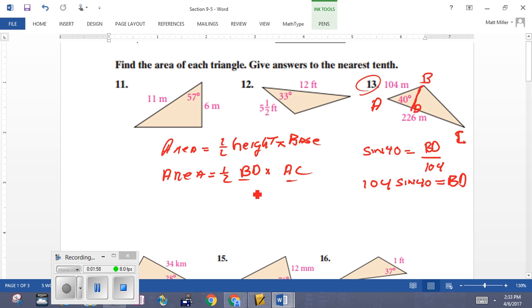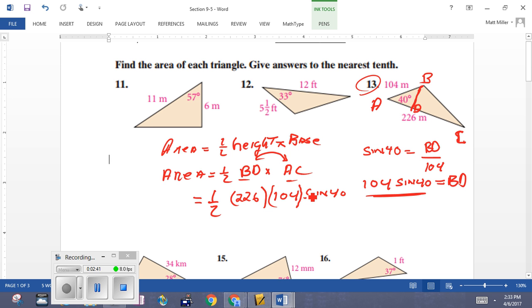Well, I could come over here and I could plug that in. And I'm not even going to figure out what that numeric value is because I wanted you to see the pattern, okay? So the area therefore is 1/2, okay? And tell you what, I'm going to reverse these AC and BD. It doesn't really matter which order they go in because you're going to see things a little bit more clearly. So AC was 226, okay? And BD was 104 times the sine of 40. And I'm going to leave it at that because I want you to see.